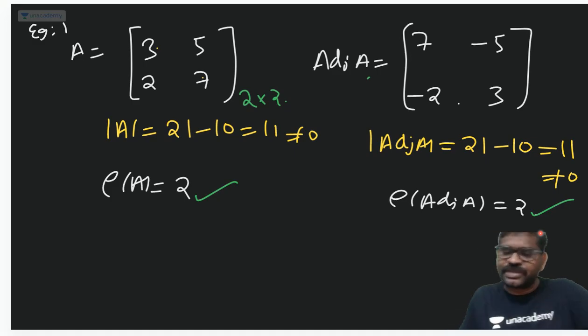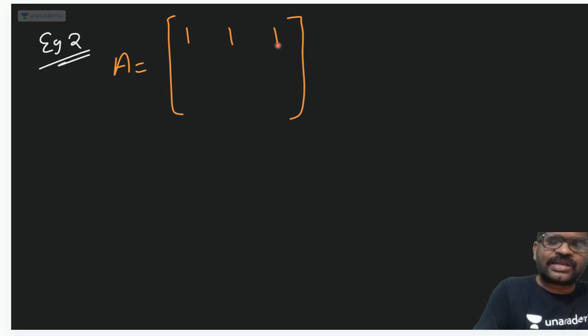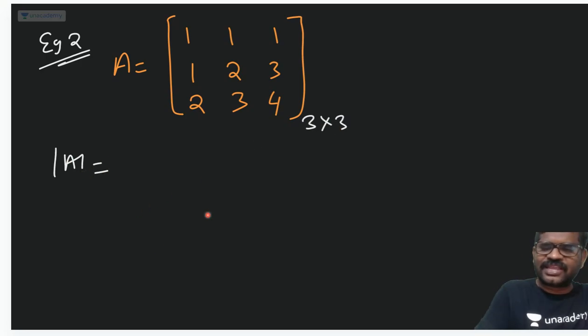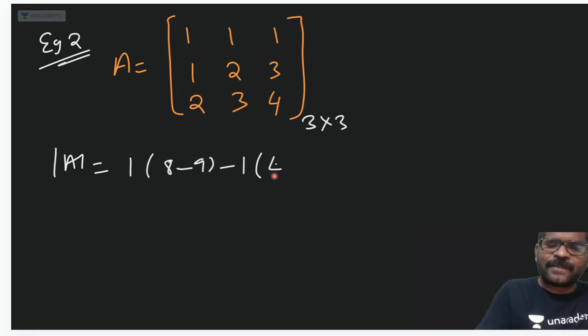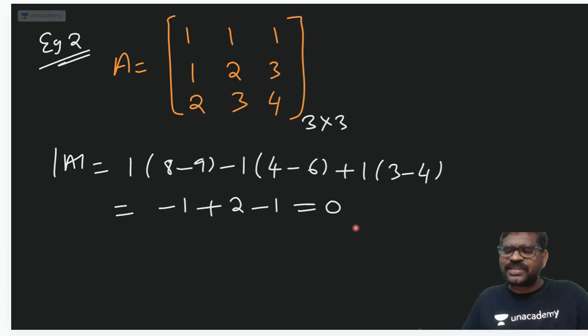Observe second example. Matrix A is 1, 1, 1, 1, 2, 3, 2, 3, 4. Now, det A, the matrix is 3 cross 3. What is det A? Det A is 1 of (8 minus 9) minus 1 of (4 minus 6) plus 1 of (3 minus 4), which is minus 1 plus 2 minus 1, which is 0. Det A is 0. If det A is 0, next you have to verify.